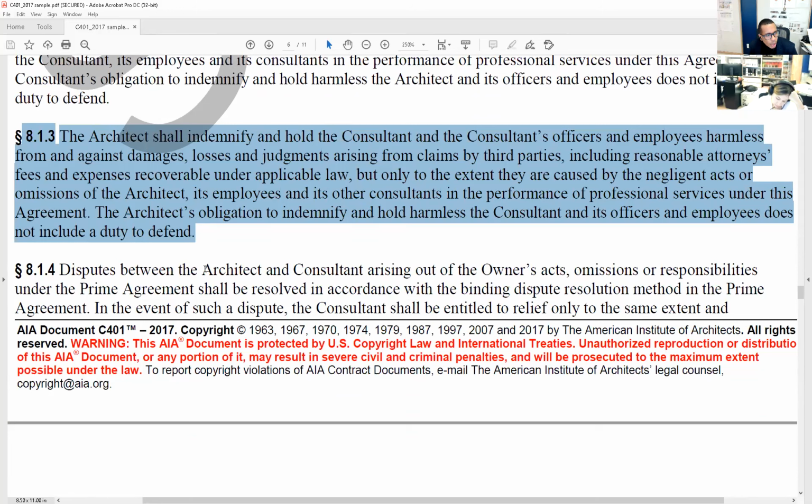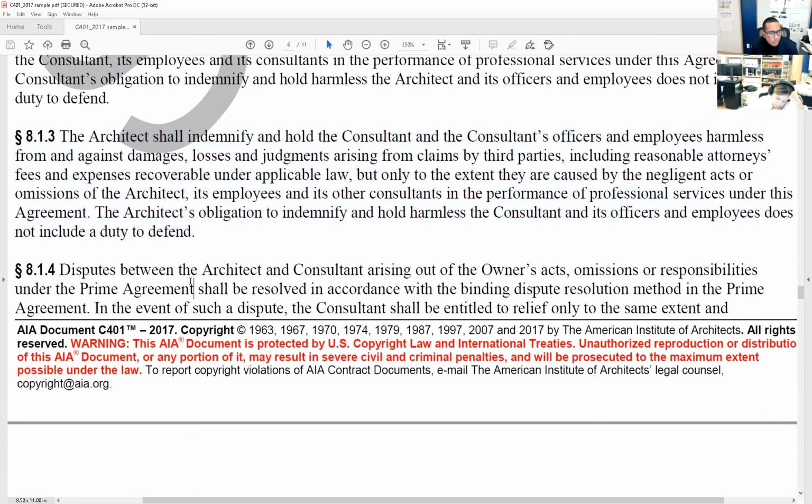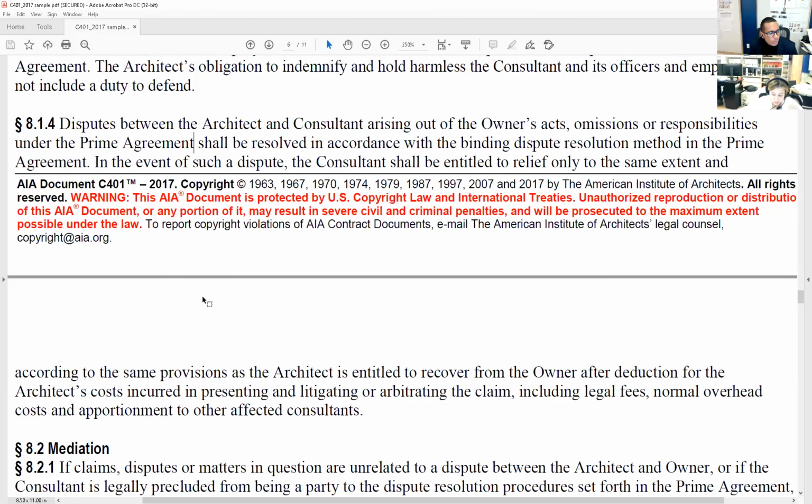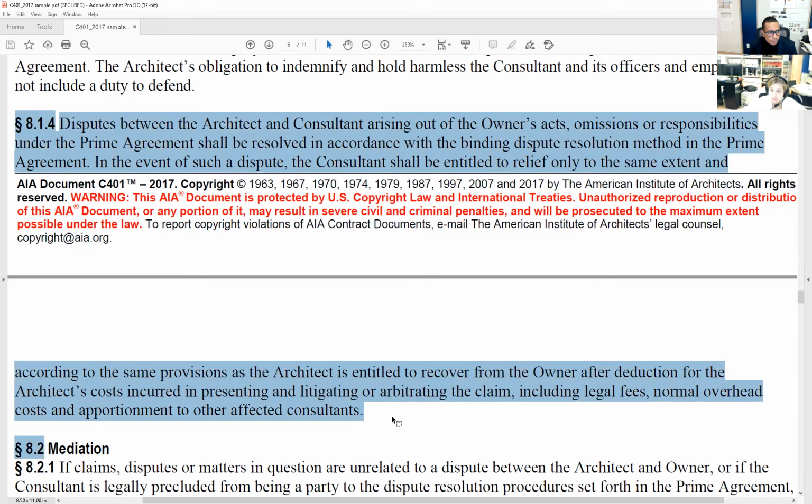Section 8.1.4, disputes between the architect and consultant arising out of the owner's acts, omissions, or responsibilities under the prime agreement shall be resolved in accordance with the binding dispute resolution method in the prime agreement. In the event of such a dispute, the consultant shall be entitled to relief only to the extent that, according to the same provisions, the architect is entitled to recover from the owner, after deduction for the architect's costs incurred in presenting and litigating or arbitrating the claim, including legal fees, normal overhead costs, and apportionment to other affected consultants. I would say read these carefully again.